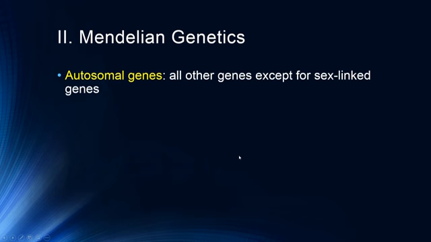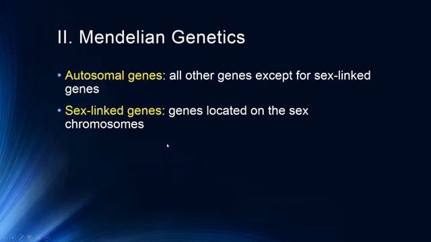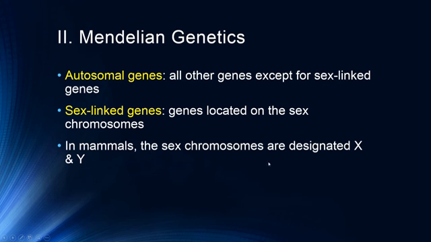Autosomal genes are all other genes except for sex-linked genes. Sex-linked genes are genes located on the sex chromosome. So primarily these are on the unmatched pair of the Y chromosome. So the sex chromosomes are denoted as X and Y. So for females, most females have two X chromosomes, and most males have an X and a Y chromosome. We'll see later that that's not always the case.